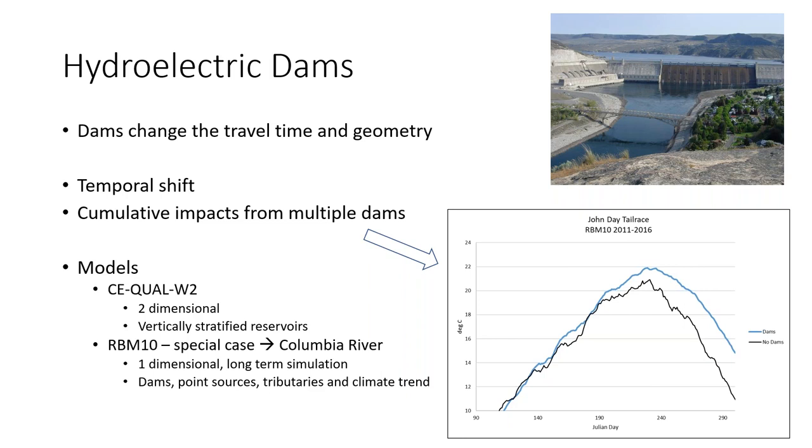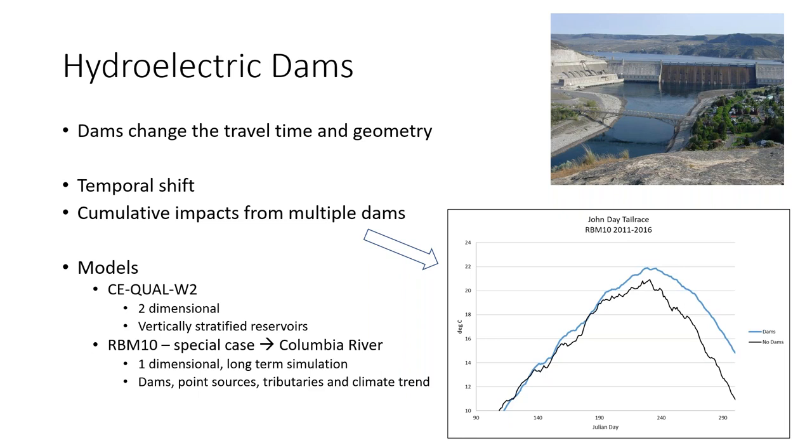And I threw out a few more acronyms for models for your information, that we might use different models for big rivers that have hydroelectric dams. Either because we want to look at two dimensions, so the CE-QUAL-W2 model is a real workhorse for reservoir analysis, and it's two-dimensional, meaning it doesn't give you the temperature variation across the width of the river, but it gives you the vertical, so it enables you to look at vertical stratification that's occurring behind the dam.